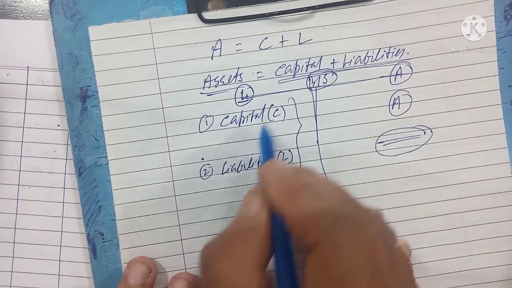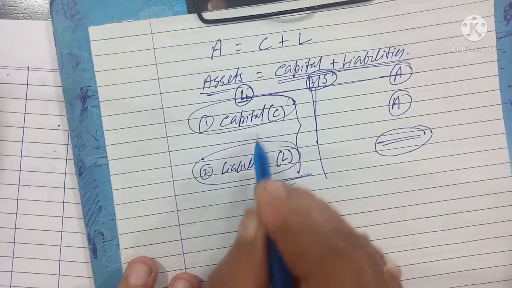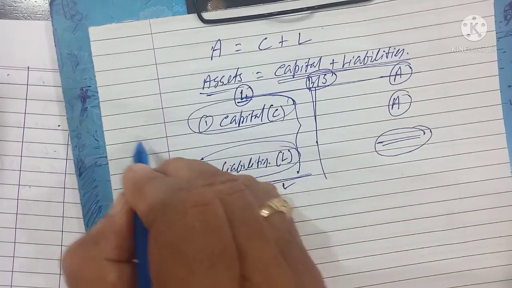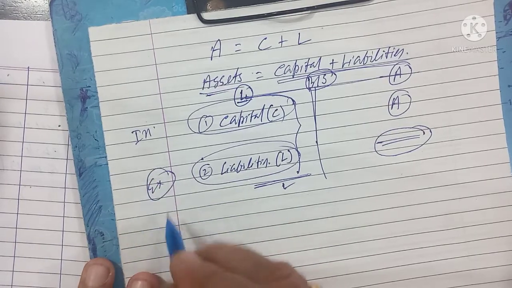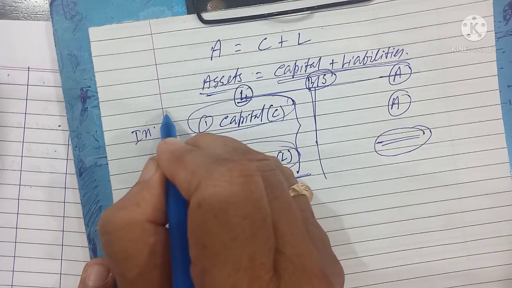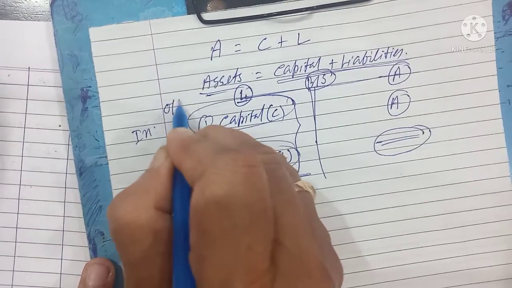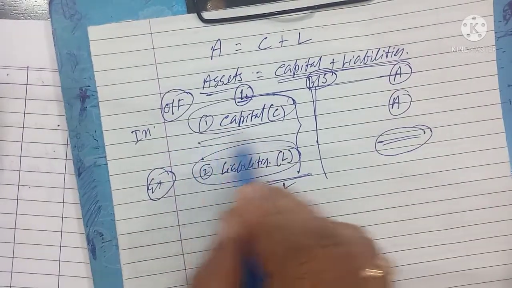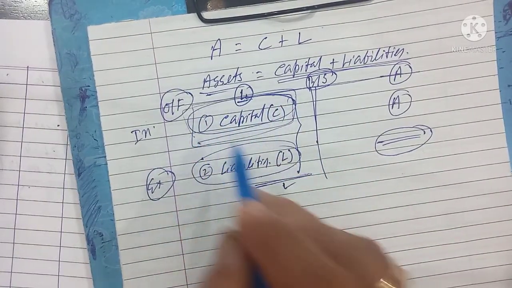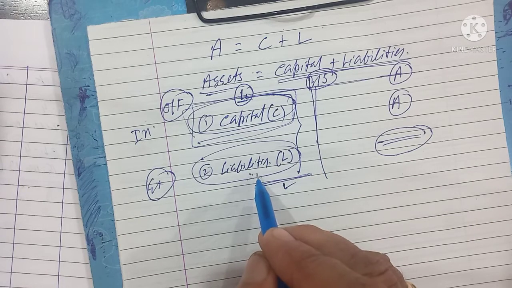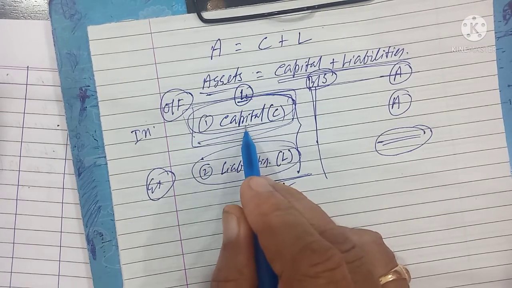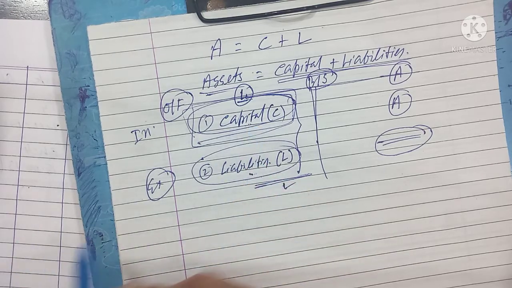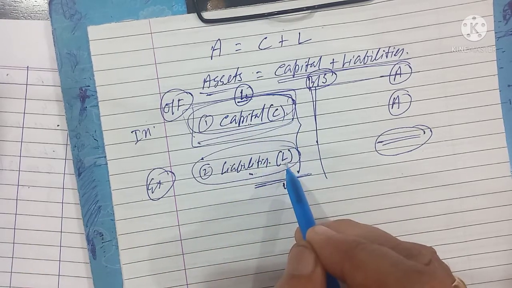You will find that capital and liability, the liabilities, are divided into two parts. One is called the internal liability and the other is called the external liability. Internal liability means owners fund. Owners fund means this money only the owner will get, and this is the money which the business has to pay to the outsider, and this is the money that the business has to pay to the owner. This is called C, this is called L, this is called A.